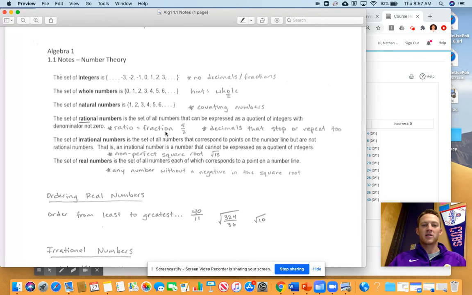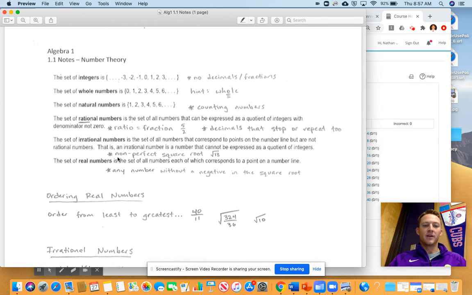Ratio means fraction. It can also be a decimal that stops, like 2.23, or one that repeats, like 4.33333 keeps going on forever. All of these would be rational numbers.